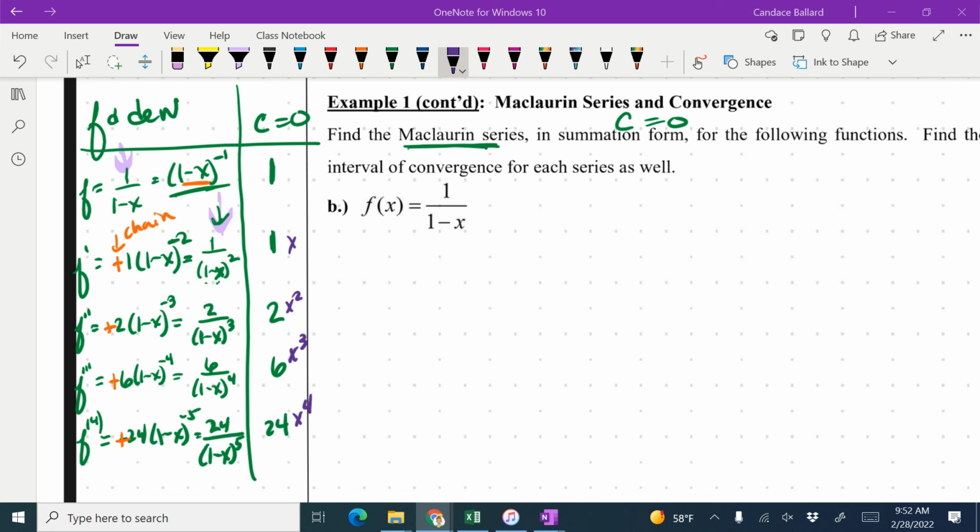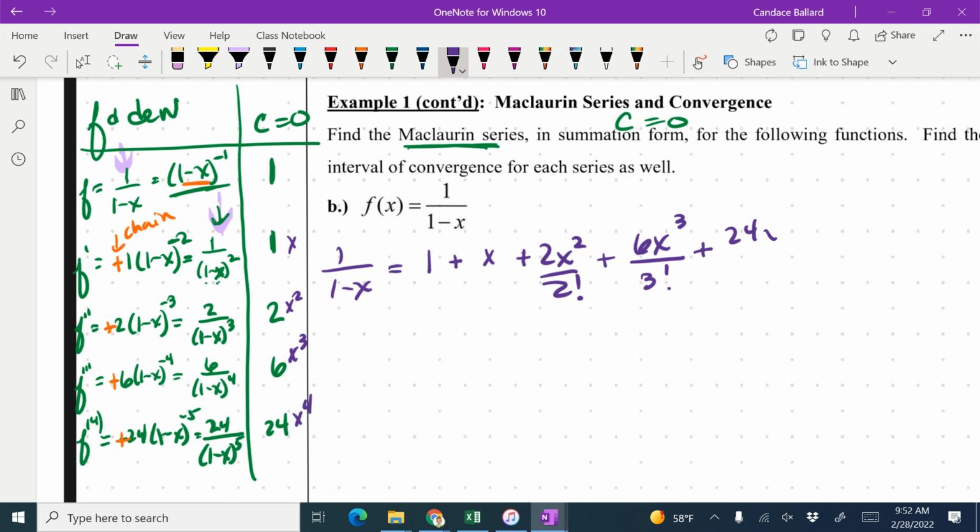Okay. So we're going to go ahead and expand that out then. Let's write our series out. So 1 over 1 minus x equals 1 plus x to the first over 1 factorial plus 2x squared over 2 factorial plus 6x cubed over 3 factorial plus 24x to the fourth over 4 factorial dot dot dot.